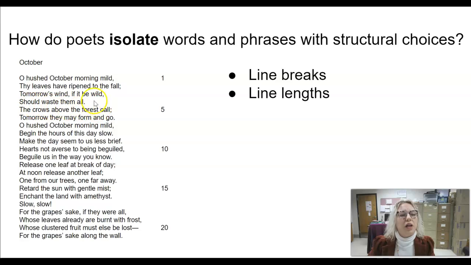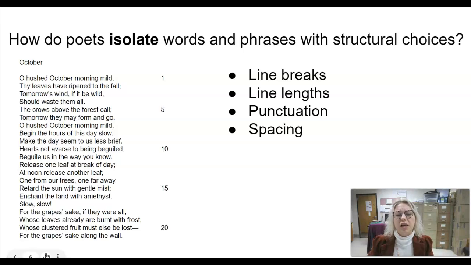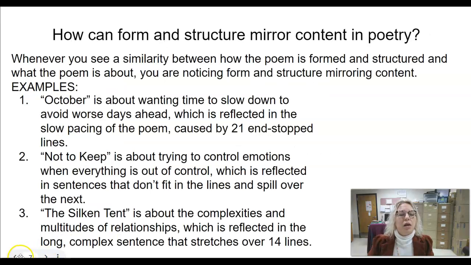"Should waste them all" is the other line that is isolated because of its length. And with "should waste them all," I guess with both of these, they are isolated with punctuation marks as well, because we have a punctuation mark before it and after it. And so when we read the poem, we pause, and "should waste them all" is isolated even as we hear it, not just as we see it. Spacing also can be used to isolate words. Stanza breaks can be used. These are all different ways to isolate pieces of the poem. Margins is the last.